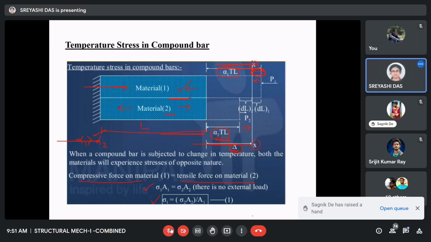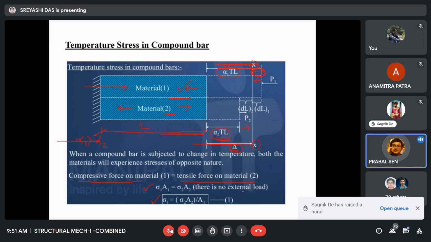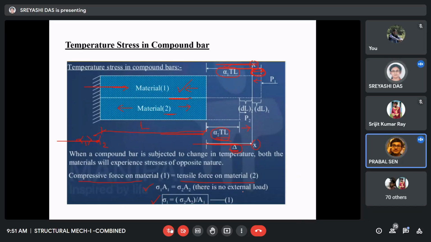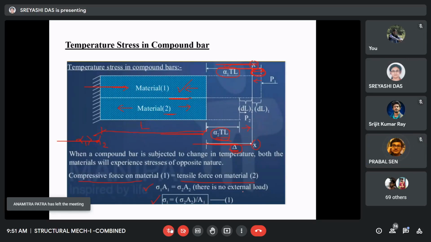So this is the case where we can use this equation. Ma'am, in 11 and 12 we have learned that in such cases the bar becomes bent at one end. So why here is it not bending?